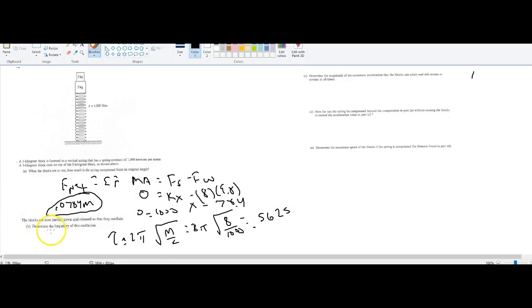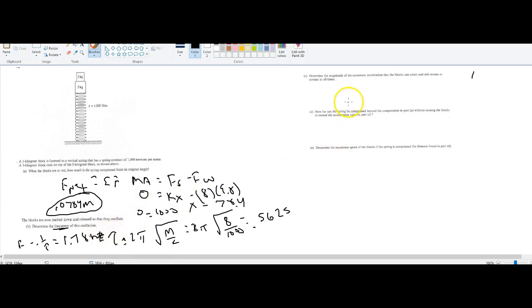So that's seconds. But that's not the question to ask. The question to ask, what's the frequency? And one thing we know of frequency is that it's 1 over the period. So therefore, 1 divided by that answer gives me a whopping 1.78 hertz, or per second.